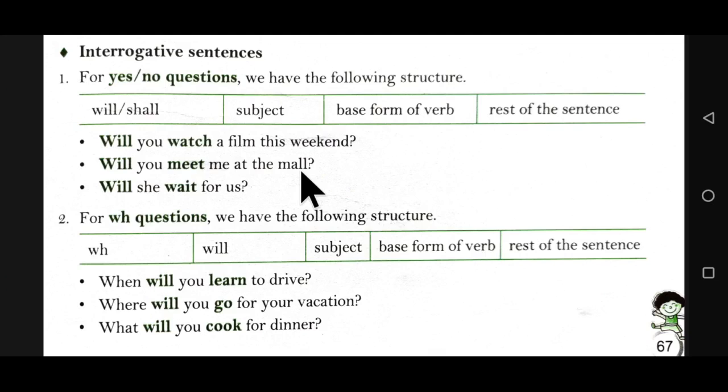Now next we are going to study the structure of WH questions in simple future tense. So the structure goes like this. First of all, the WH word comes. What is a WH word? Question words like when, where, what are WH words. Then comes will, then the subject, then the verb in base form. Then we write the rest of the sentence. So, where will you go for your vacation? First comes the WH word, then will, then the subject, which is you. Then comes the verb in base form, then the rest of the sentence. So where will you go for your vacation? And again, don't forget to put a question mark because it is an interrogative sentence.